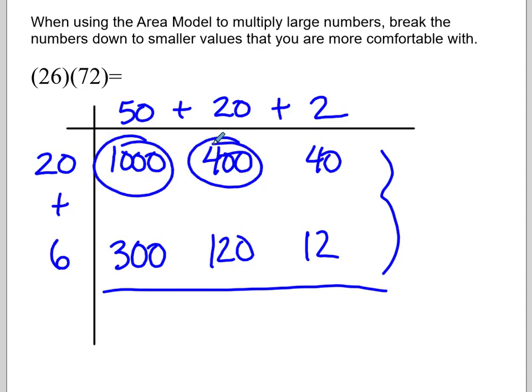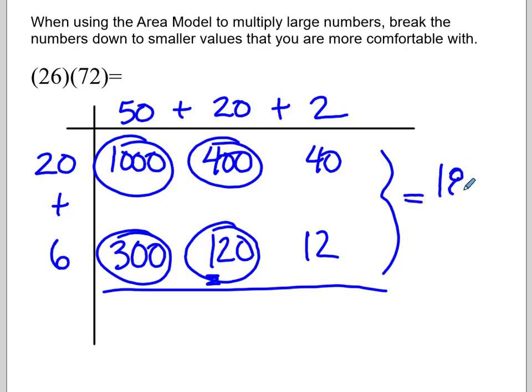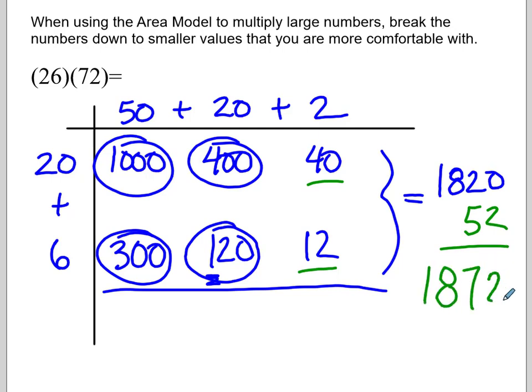1,000, 1,400, 1,700. And this guy, 1,820. Now I may have to write that down, and that's totally okay. So there's the circled ones. And then 40 and 12 is another 52. And we have 1,872 is our answer. So if you got a different value, check your numbers, break it down even smaller, see what happens.